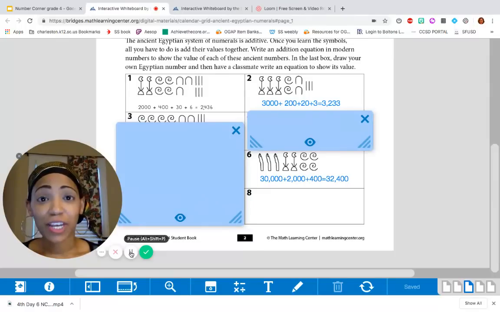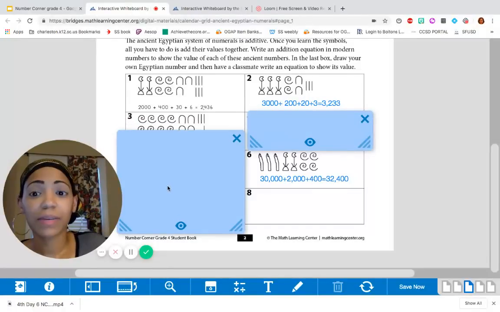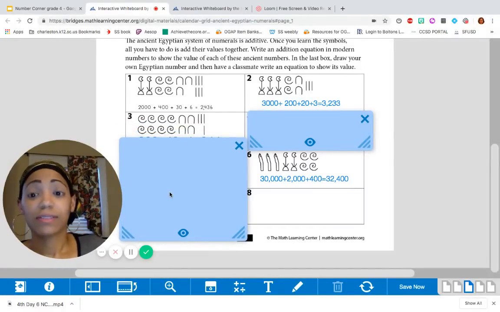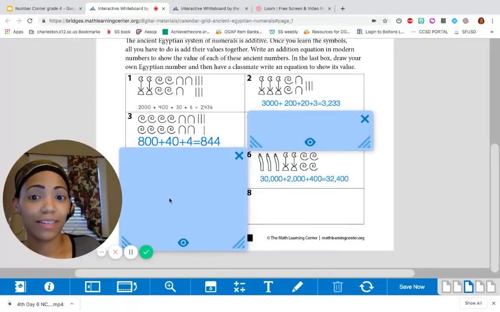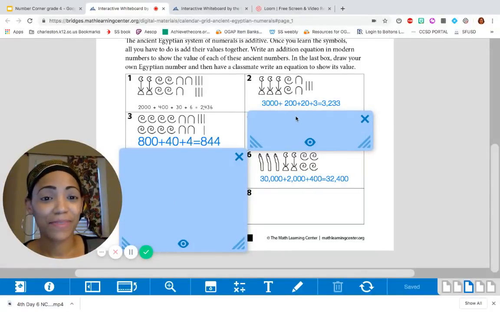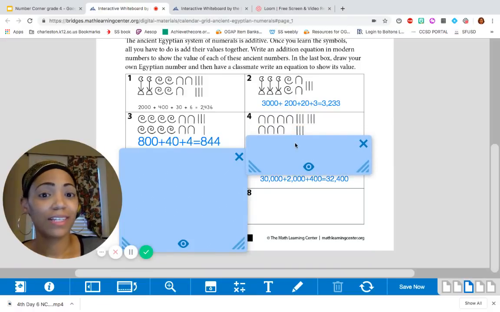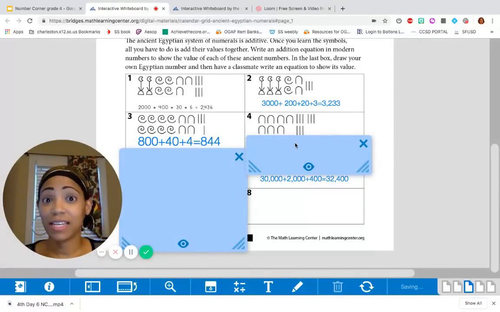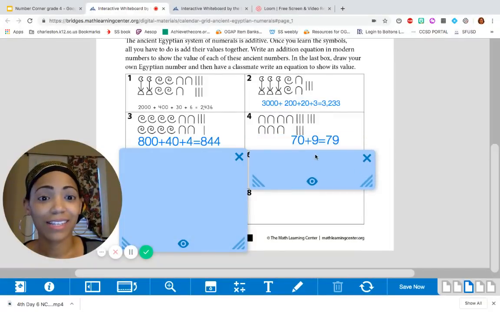All right, are you ready to check your answers? Okay, we did numbers 2 and 6 together, so let's start with number 3. Looks like we have 8 scrolls, 4 heel bones, and 3 staff. Did you get 844? Good job. Number 4. Here you go. 7 heel bone and 9 staff. Right, 70 plus 9.